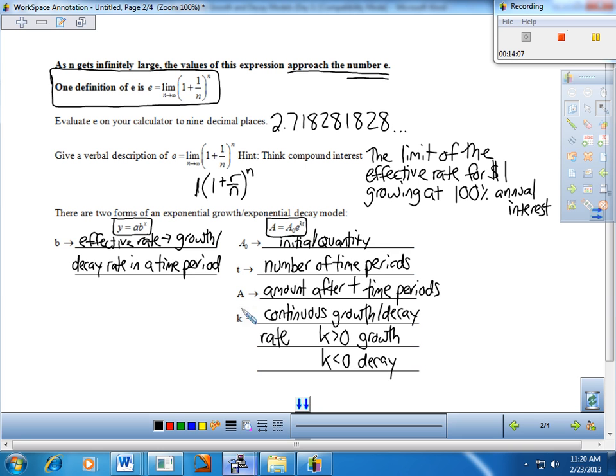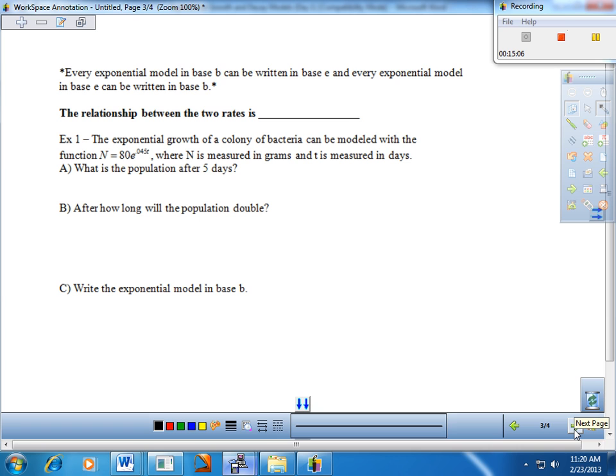So when we talk about this K value, I think of it mathematically as the rate of increase before being compounded continuously. After it's compounded continuously, we get our effective rate. What would be the limit of that effective rate? All right, enough rambling. Let's get down to the business at hand.